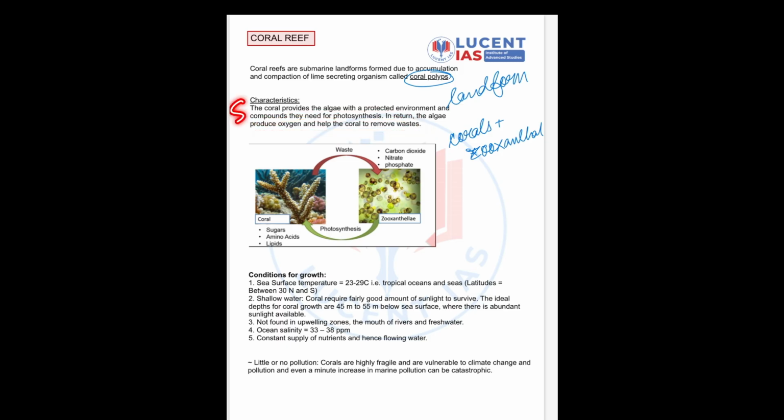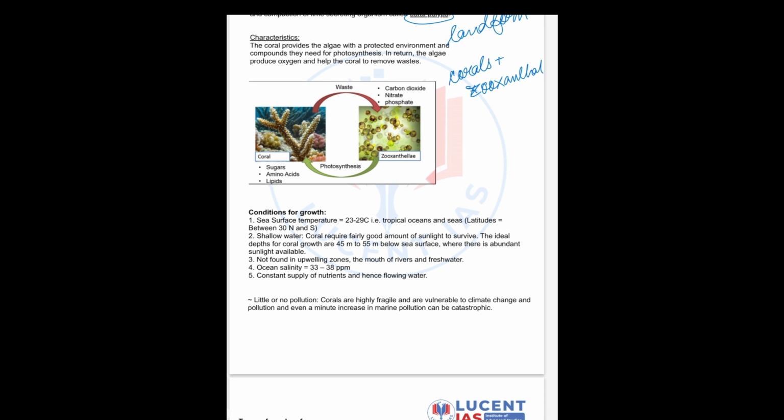So this is the relationship between the two. So next, let us see what is the condition for their growth. This is the corals and algae is the zooxanthellae. Clear? And zooxanthellae is responsible mainly for the color of the corals. What is the condition for the growth?